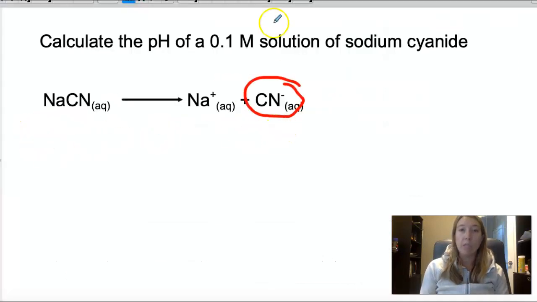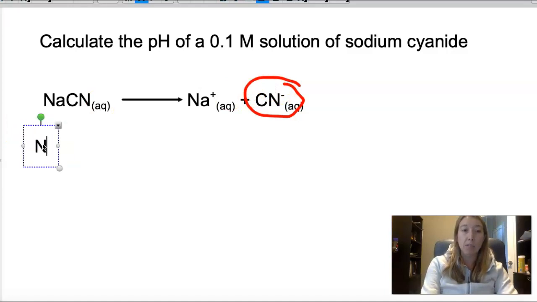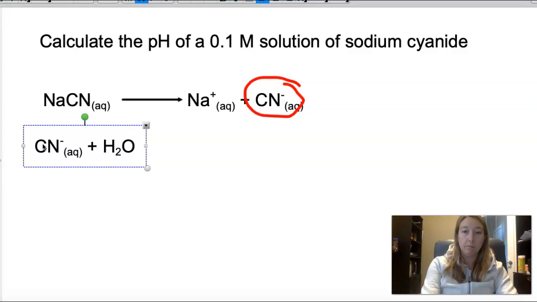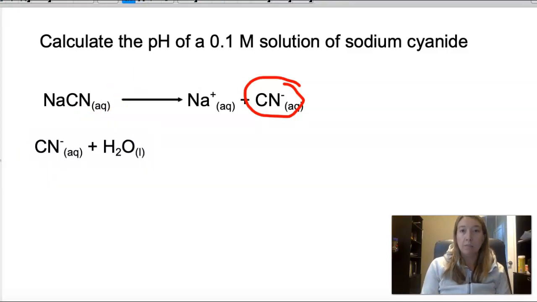So dissociate it. Once you have dissociated, figure out which ion is the one that's either the acid or the base. Most of the time it's going to be the base. And then I can actually react it with water and start setting up my equilibrium. Okay, so we have that, it's going to be in equilibrium with HCN.